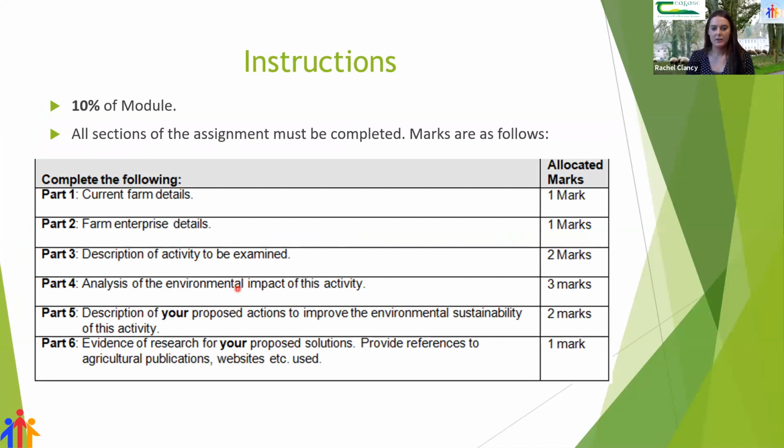So you'll see from the table here the breakdown of the marks. So I suppose you can see where more detail is required in each section. So just looking here, the part 1, current farm details, part 2, farm enterprise details, description of activity to be examined, and analysis of the environmental impact of this activity, description of your proposed actions to improve the environmental sustainability of this activity, and evidence of research for your proposed solutions. Provide references to agricultural publications, websites, etc. used. So you can see here in this column the breakdown of the marks. So there's 6 sections and it's worth 10 marks in total.